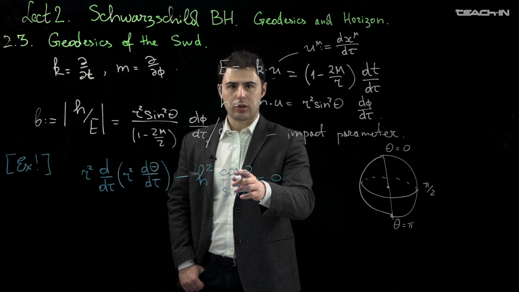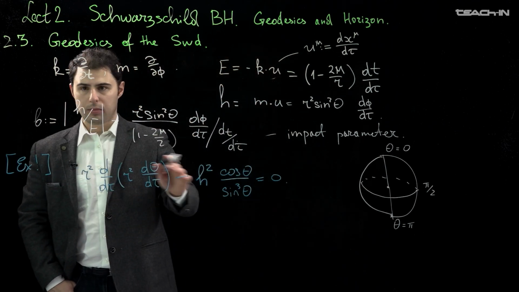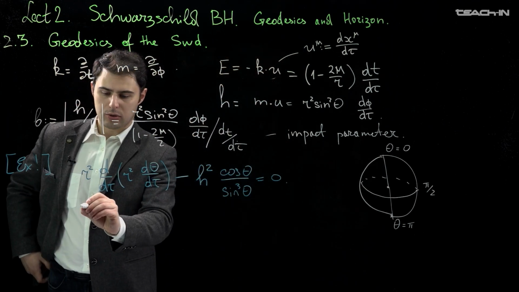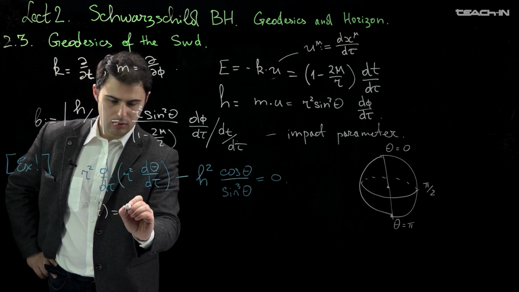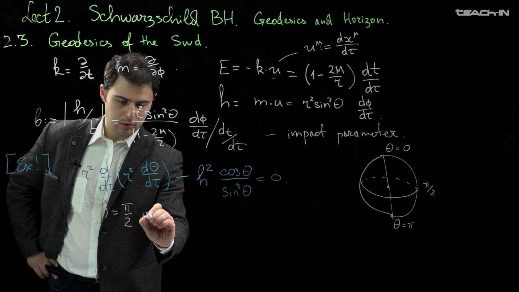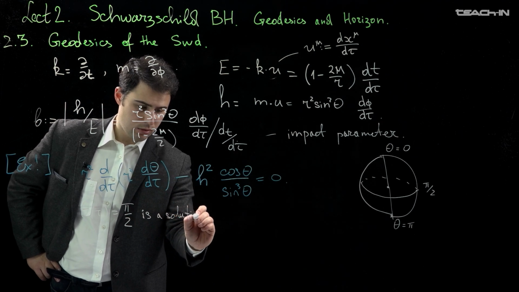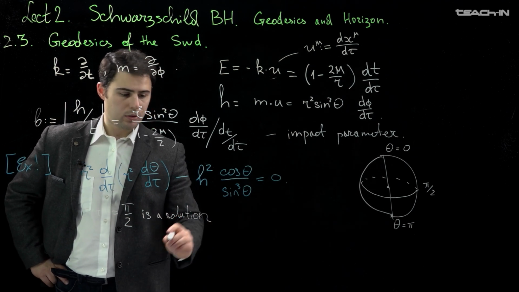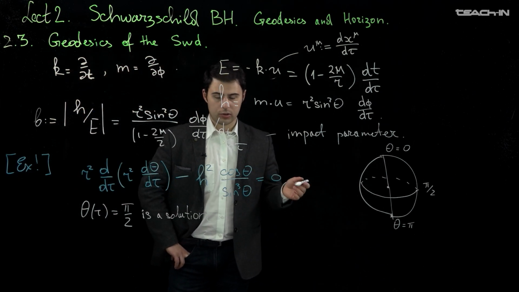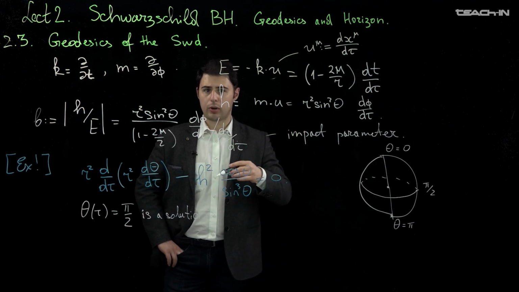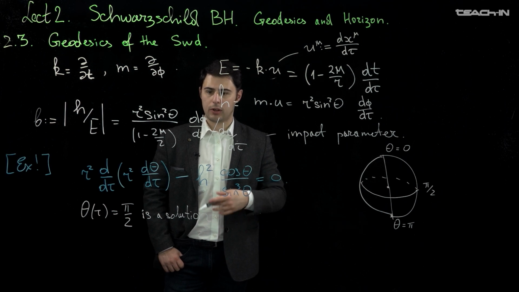Note that this equation is smooth at π over 2, and actually π over 2 is a solution. So θ equals π over 2 is a solution, so a radial infalling is indeed a geodesic, as can be expected.